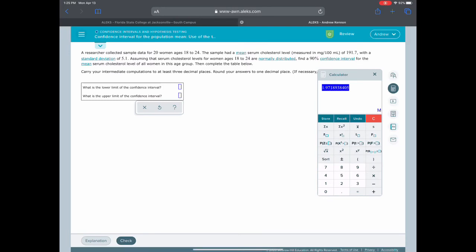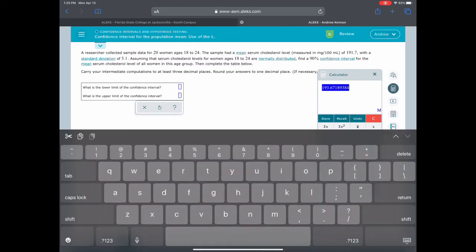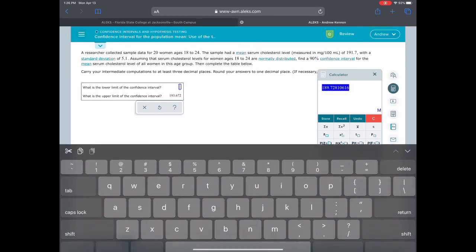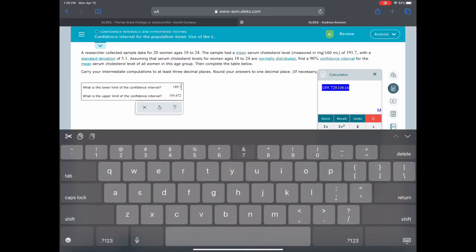I'm going to store this number because we're going to use it twice. So I'm going to do 191.7 plus the number that we have there. So that is 193.672. That's the higher number, so that is the upper limit. This should be at least 3 decimal places, so let's make sure we do that. Now I'm going to do 191.7 minus that number that we have there, and that should be my lower bound: 189.728.